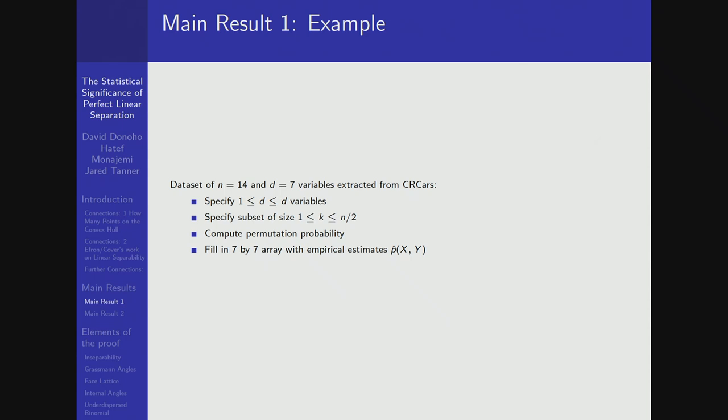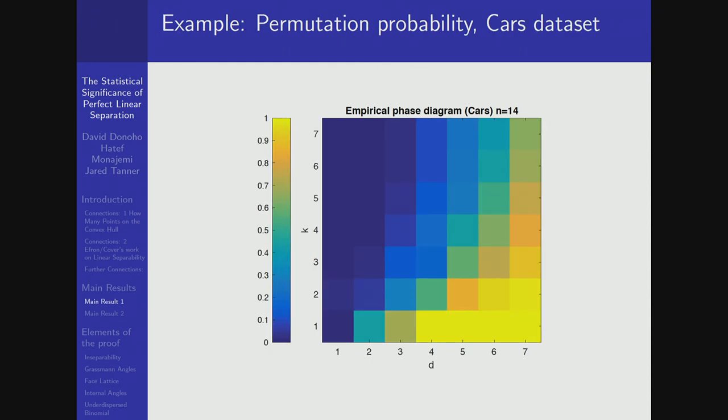Okay, so we're going to consider this car data set where n is equal to 14 and d is equal to 7. Now, we're going to see some concrete examples from that car data set. I guess this would be n. And then we're going to consider k up to n over 2. And what we're going to do is, because we now have this 7 by 7 grid of possible values of, for n fixed, the k and the d, we're going to actually just empirically try all possible combinations.